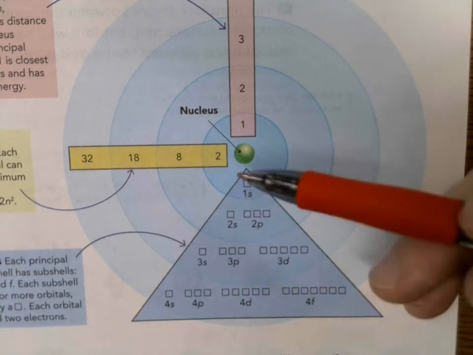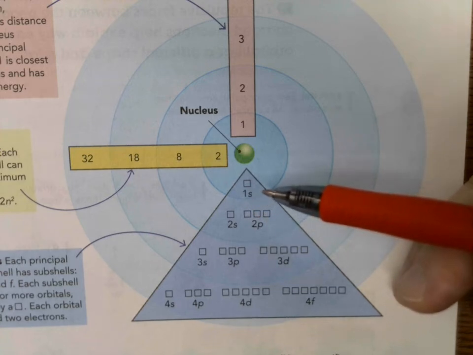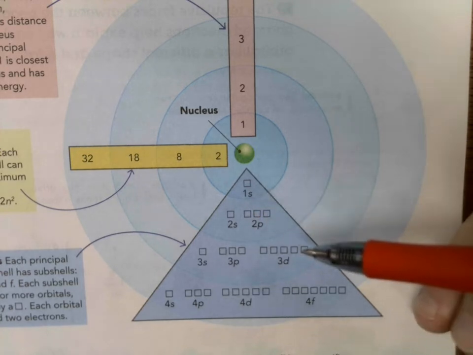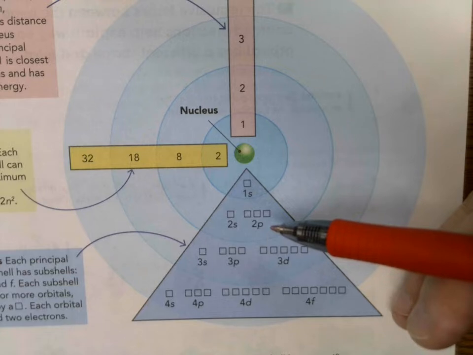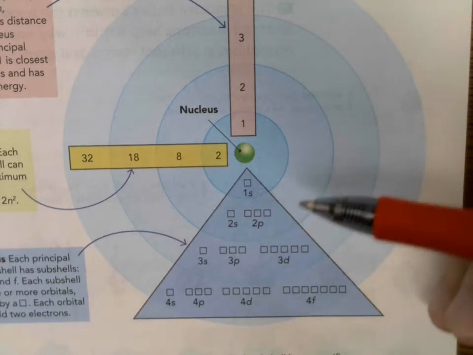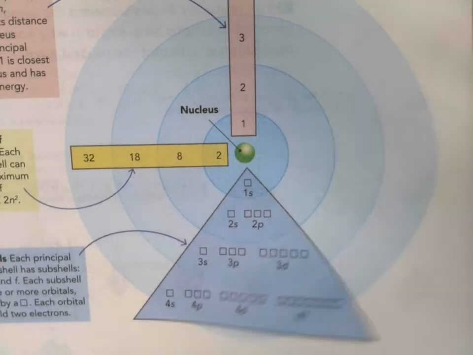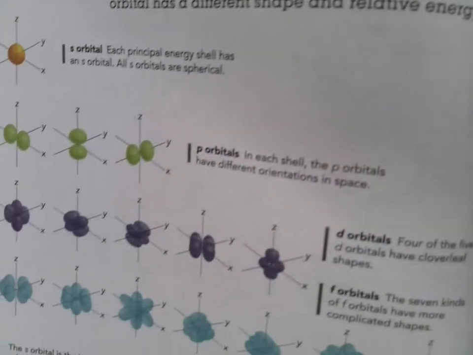And what do these shapes look like? Well, S is a sphere, P are dumbbells, D and F are complex. But P looks like dumbbells, and there's 3 sets of dumbbells, that one on the X, the Y, and the Z axes. All right?